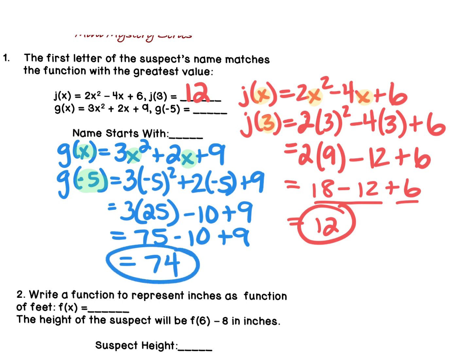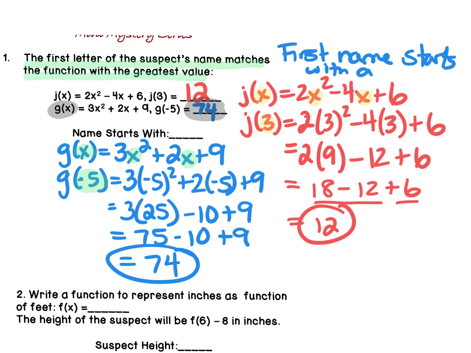So the question on number 1 says the first letter of the suspect's name matches the function with the greatest value. So as we take a look, out of a 12 and a 74, 74 is obviously the greatest value. So that means that the first name starts with a G for g of x.